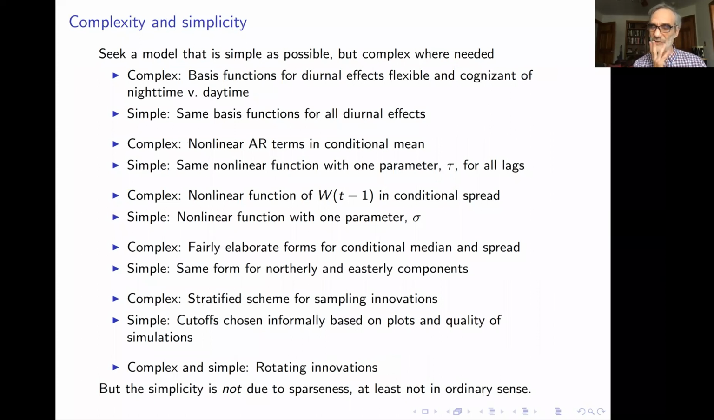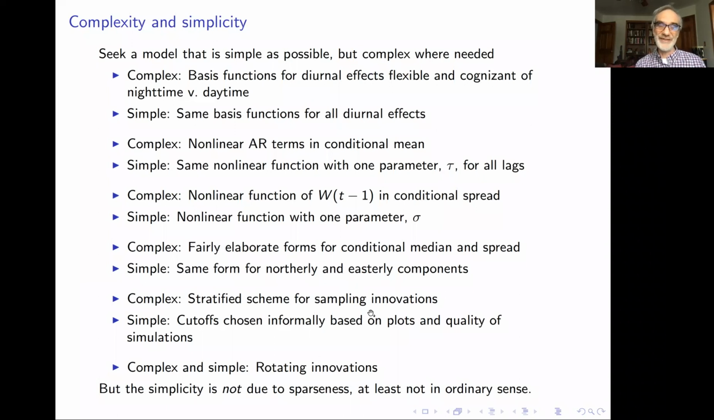All right, so in building a model, models should be as simple as they can be, but not simpler, right? So I try to have a mix of complexity and simplicity where I measure those things in a heuristic way, as opposed to a machine learning algorithm, which has some kind of criterion function for what it means by complexity versus simplicity. So I have lots of interactions, but they all have the same form. I have nonlinear AR terms, but they all have very simple and analogous forms. I have the same basic functional forms for the northerly and easterly components of both the conditional means and spreads.